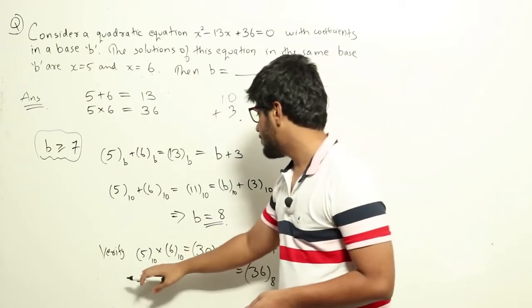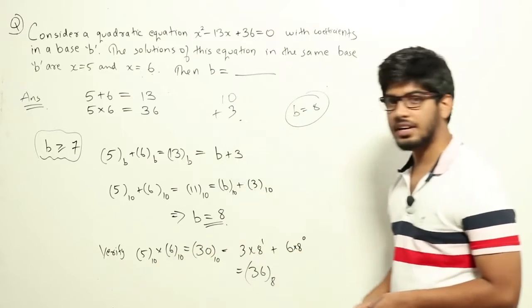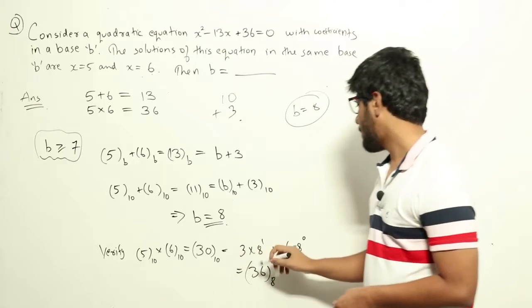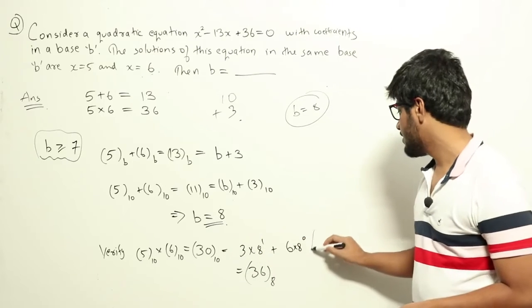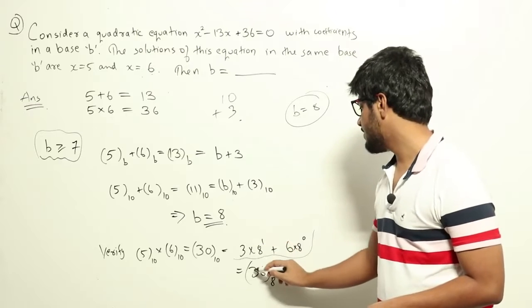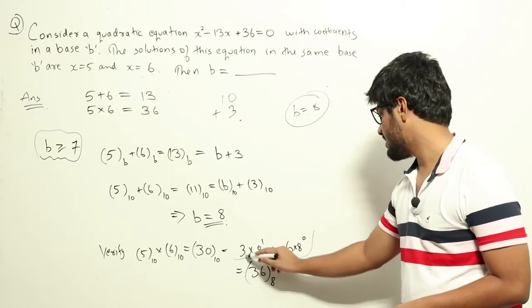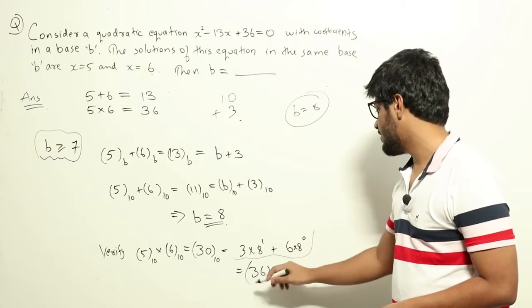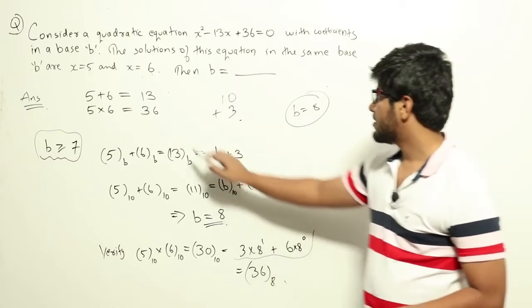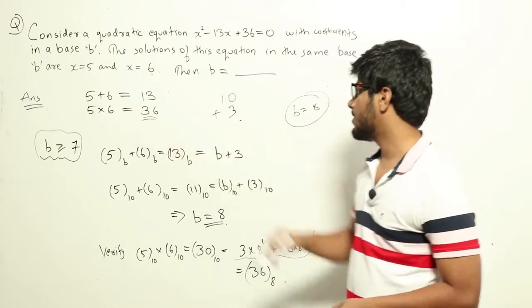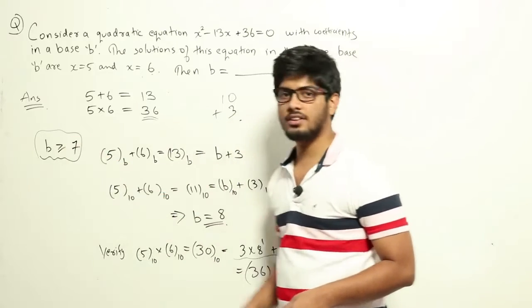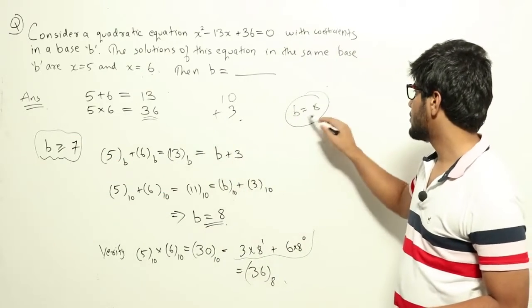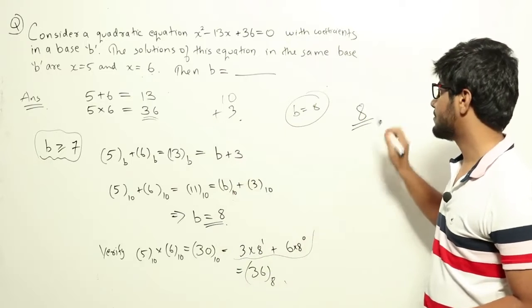So 5 in base 10 into 6 in base 10 will be 30. Now 30 will be 3 into 8 raised to 1 plus 6 into 8 raised to 0. Now this in base 8 we will write as 3, I take from here, and 6 I take from here, 36 in base 8. Now this was correct, the 36 was the number we got. So the base is 8 and the initial condition was that base should be greater or equal to 7. That's also true. So 8 is the answer to this question.